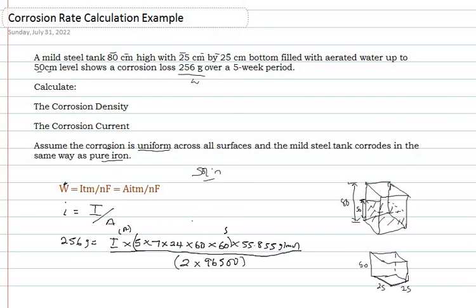Now we inputted all these values because our T is equal to 5 weeks, our N is equal to 2 electrons, our F is equal to 96,500 coulombs, our M is equal to 55.855 grams per mole. Alright, so you now use your calculator and you calculate the value of your I.